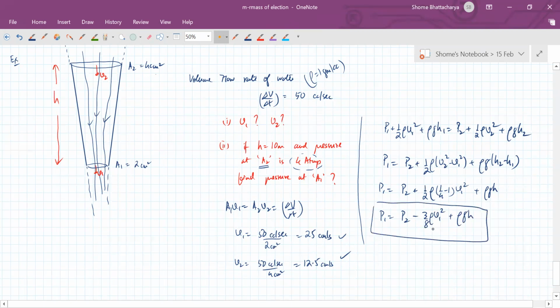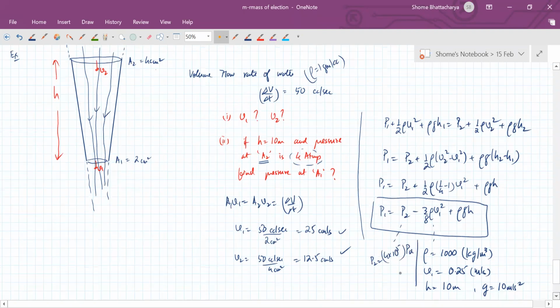So in this now we should substitute everything with SI units. So rho should be 1000 kg per meter cube, V1 should be 0.25 meters per second, and H should be 10 meters. g should be 10 meters per second square. And P2 of course is given to us as 4 atmospheres, so P2 we can substitute as 4 into 10 raised to the power 5 pascals. So this calculation will now give us the value of P1.